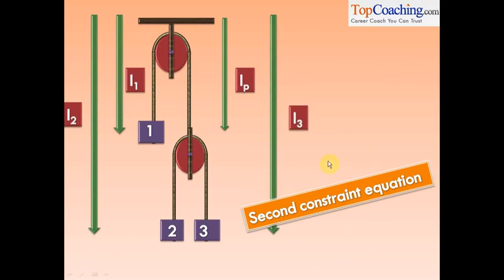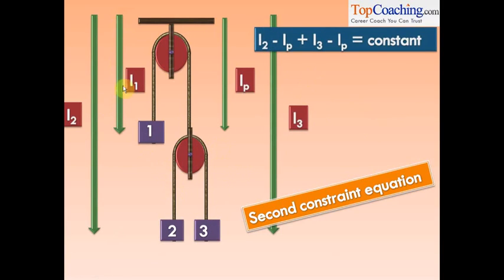Let's now write the second constraint equation. The length of the second thread is also constant. What is the length of the second thread, the thread connected to the movable pulley and the thread joining mass 2 and mass 3? The length of this second thread is L2 minus LP, L2 minus LP represents this thread plus L3 minus LP, isn't it? L2 minus LP represents this left portion of the thread, and L3 minus LP represents the right portion of the thread. This length is constant.